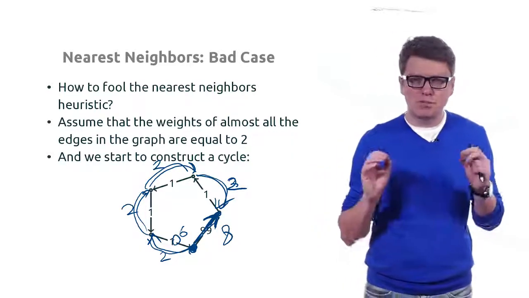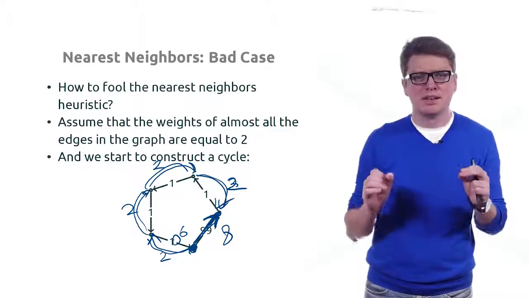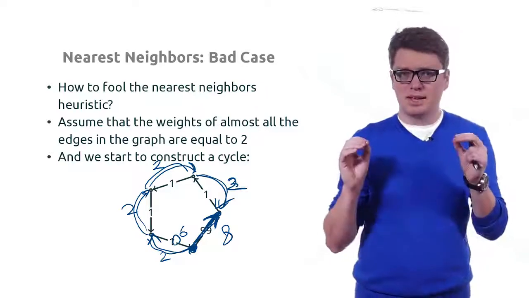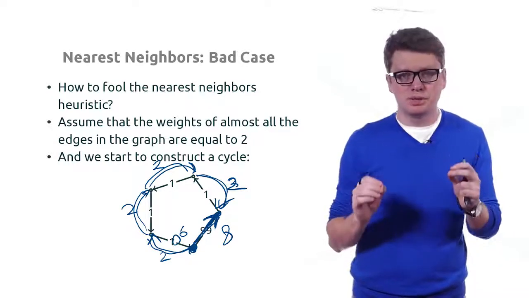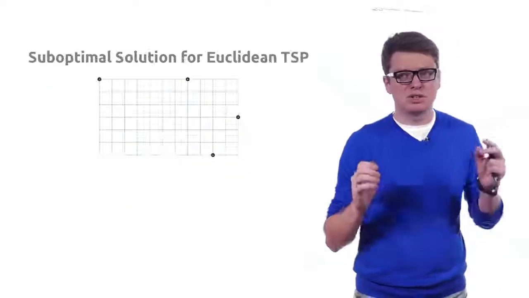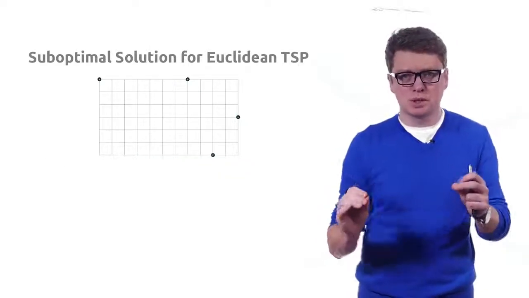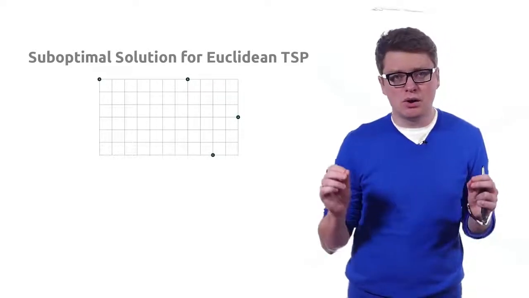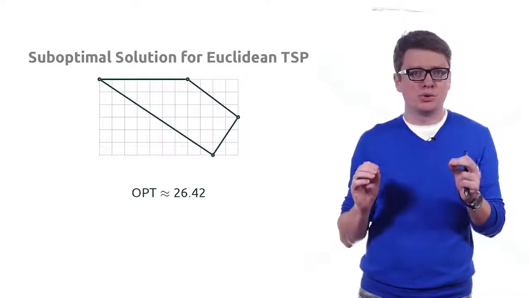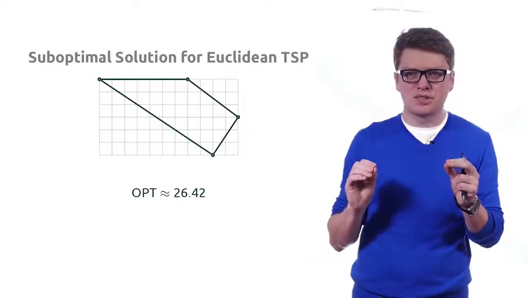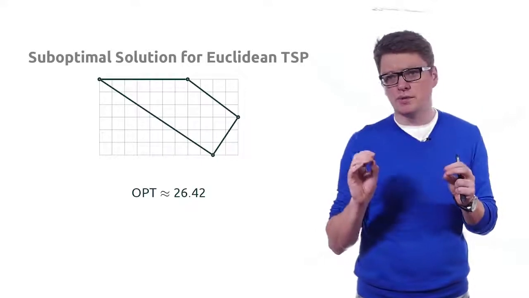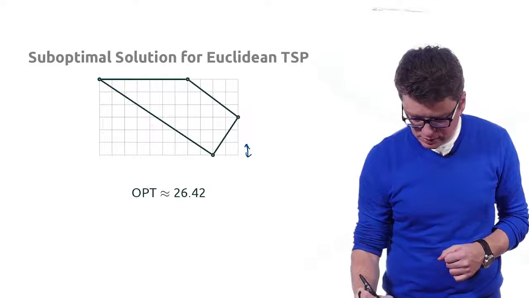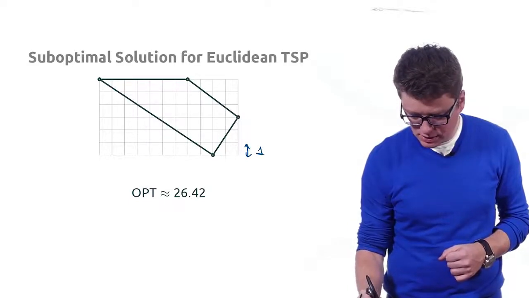Okay, but as we had mentioned already, even for Euclidean instances, or for the Euclidean TSP, this heuristic might produce a suboptimal result. And let me just show you some small examples. So if we have these 4 points on the plane, then the optimal way of visiting all of them is shown here on the slide, and its length is roughly 26.42. Okay, so we assume that the length of this in this grid is equal to 1.